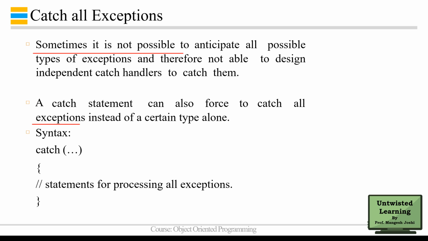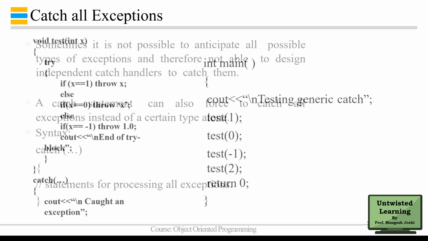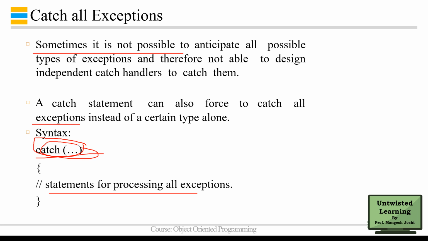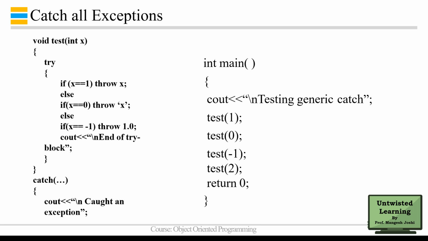So in the previous example we have seen that different types of exceptions were handled depending on the data type. But in some cases you are not able to write the code for all the possible types of exceptions, and in that case you can use such syntax: catch, round brackets and 3 dots, followed by statements for processing all exceptions. So irrespective of the data type, everything thrown by a throw statement will come to this block only. You can see this with the help of an example.